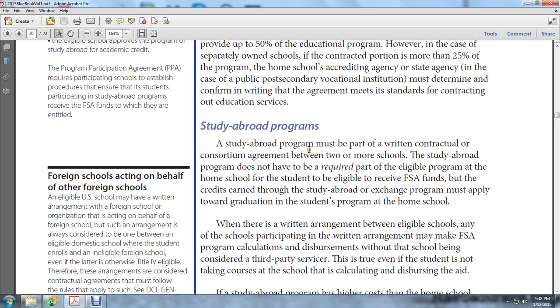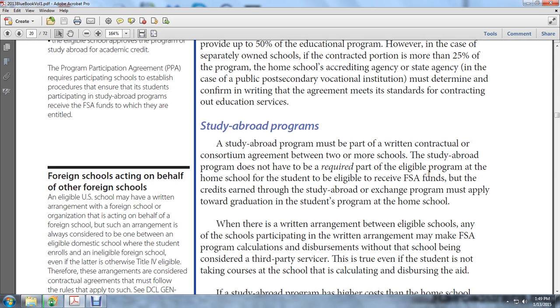A study abroad program must be covered by written contractual consortium agreements between two or more schools. A study abroad program does not have to be a required part of the eligible program at the home school. The student may be eligible to receive federal student aid for the credits earned abroad. The exchange program must apply toward graduation in the student's program at the home school.